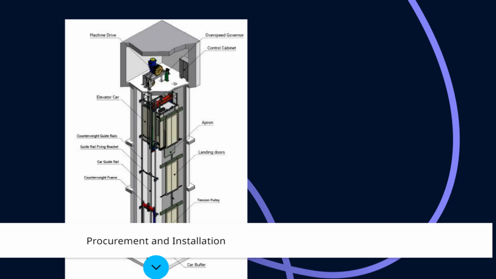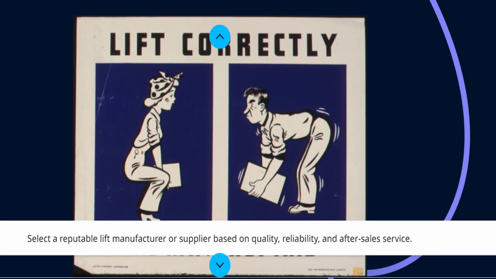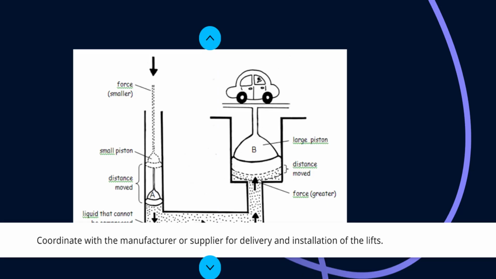Procedures and installation process. Once the planning and approvals are in place, we move on to the actual installation process. Select manufacturer or supplier. Choosing the right manufacturer or supplier is key. This decision should be based on the quality of the lifts, their reliability, and the after-sales service provided. Coordinate delivery and installation. Coordinate the delivery and installation process with the supplier to ensure all components are available when needed and that installation stays on schedule.